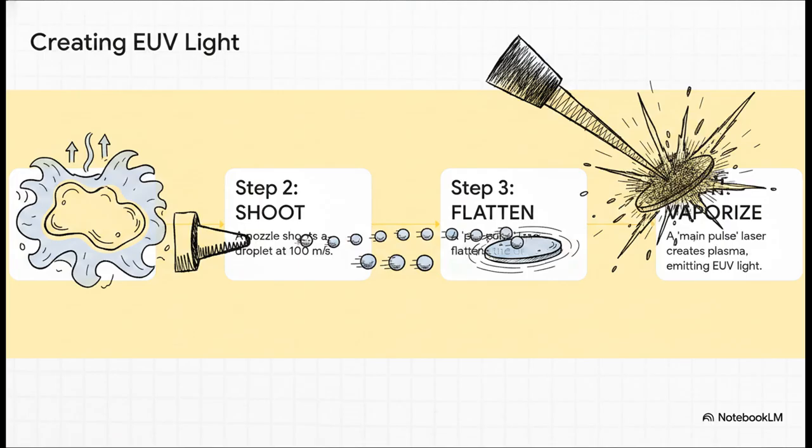A tiny nozzle shoots out a single droplet of molten tin. The first laser zaps it, flattening it into a perfect pancake shape. Then, a split second later, the main laser, which is 10 times stronger than what you'd use to cut steel, hits that pancake and blasts it into a glowing plasma. And it's that plasma that finally emits the EUV light we need.